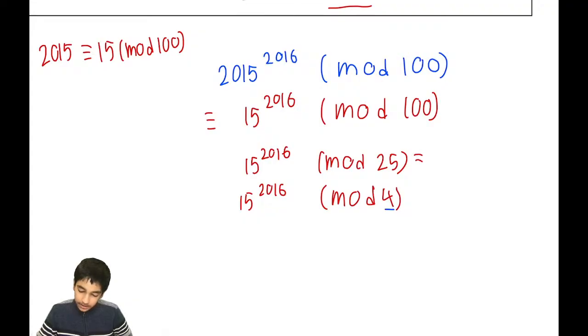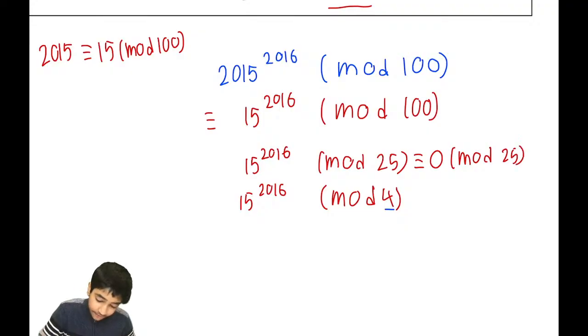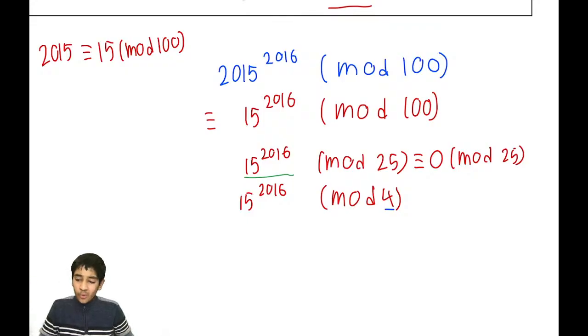Okay, so what is the value of 15 to the power of 2016 mod 25? This is just going to be congruent to 0 mod 25. The reason is that 15 is a multiple of 5. So when you do 15 to the power of 2016, we're doing 5 times 5 times 5 so many times, so obviously it's going to be a multiple of 25, or 5 squared, because it's going to have a factor of 5 to the power of 2016. So 15 to the power of 2016 is a multiple of 5 to the power of 2016. So clearly, it's going to be congruent to 0 mod 25.